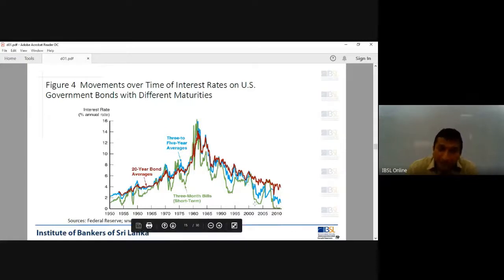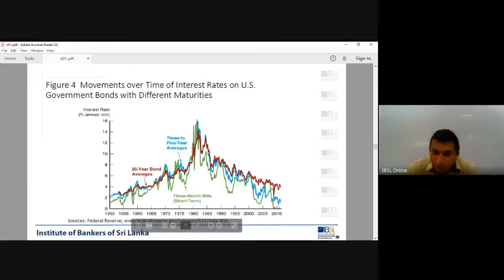So if you take a point here, 2005, and draw a vertical line, for that particular day, or even that particular time within the day, you can draw a yield curve. You can draw this green line, that is 3-month bills, the blue line, a 3 to 5 year average, and the red line, the 20-year bond average. You can dot them across the x-axis, where 3 months, 3 to 5 year, and 20 year are different maturities, and the y-axis is interest rates. So you can see whether it's upward sloping, downward sloping, or flat.